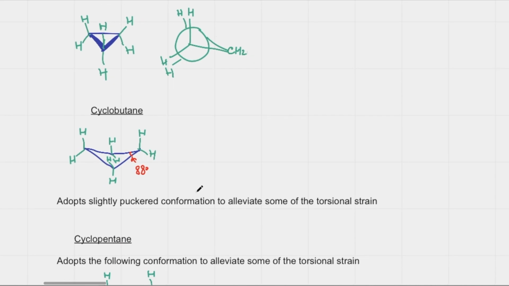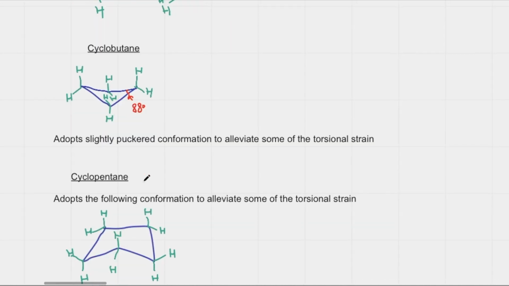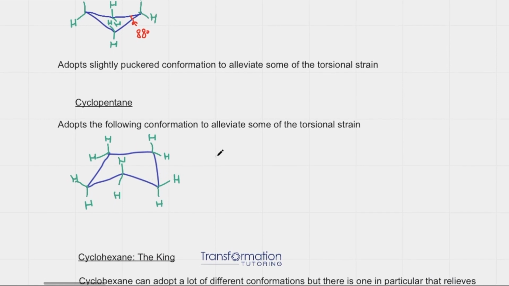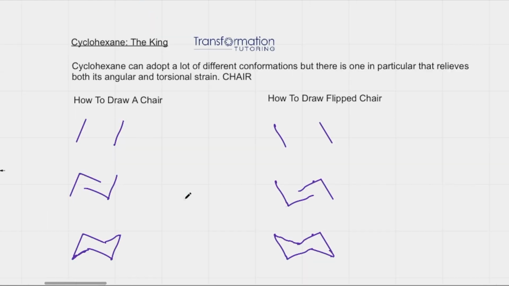Cyclobutane is next, and what happens is it adopts a slightly puckered conformation to alleviate some of the torsional strain, so that hydrogens are no longer eclipsed and they're staggered. Cyclopentane also twists itself to alleviate some of the torsional strain, and it looks like something like this. The best of all rings though is cyclohexane, and I call it the king. Why is it the king?